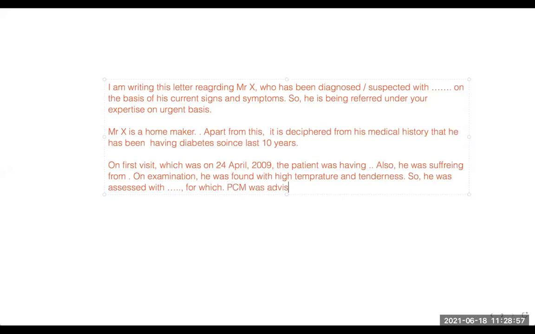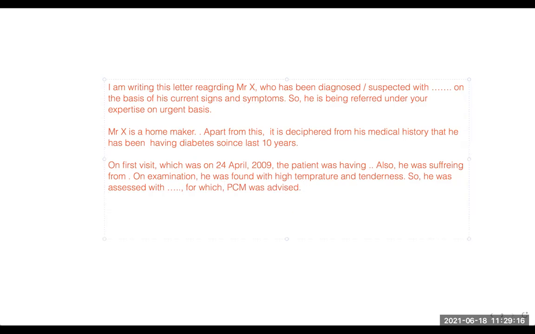So that is how you write the medication. So this is the way of writing visit letters. It will always be like this. On the first visit, the patient was having this. Also, he was suffering from this. You mention the symptoms, then you say signs. On examination, he was found with this. So he was assessed with this, for which PCM was prescribed.